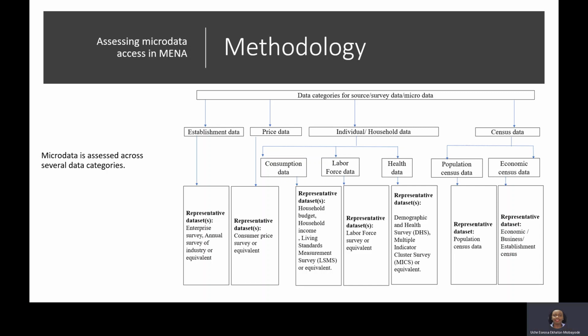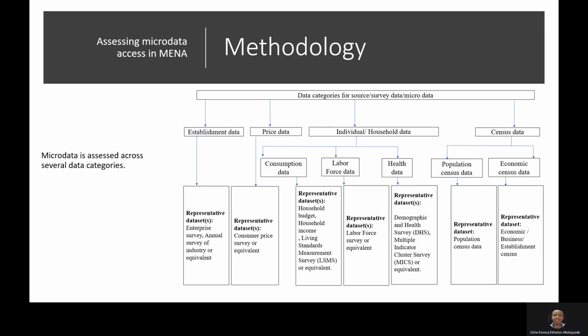And then another important data category is the health data category, where we're looking for data sets like demographic and health surveys, multiple indicator cluster surveys. These surveys are important for calculating key health statistics, including fertility and various maternal and child health statistics, as well as various incidences of diseases. And then under the census data, we're looking for both population census and economic census data, which are very important data sets that are used as the statistical framework from which samples of surveys are selected, and also to understand the demographic of a country over time.